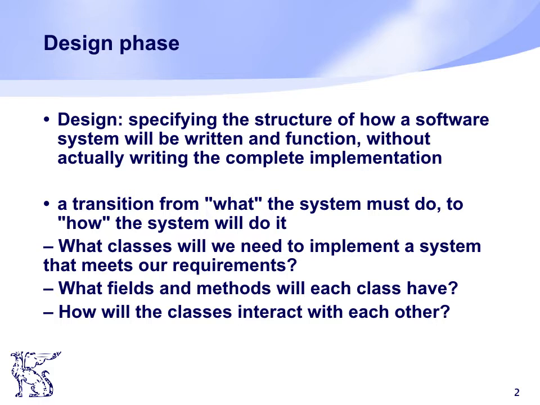It specifies the structure of your system, like how you will implement your structure without actually writing the complete code or complete implementation. So it's actually defining from what the system will do to how the system will do it. So in requirement engineering phase, you already know what your system will be capable to do, and in design phase you will transform from what to how the system will do it.